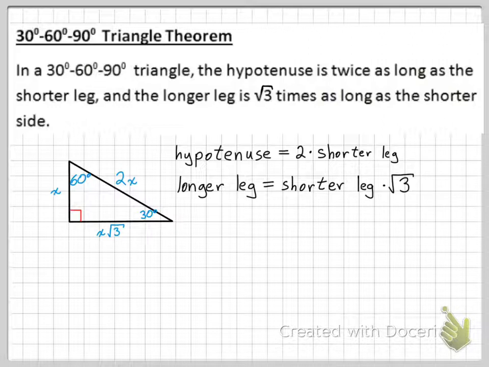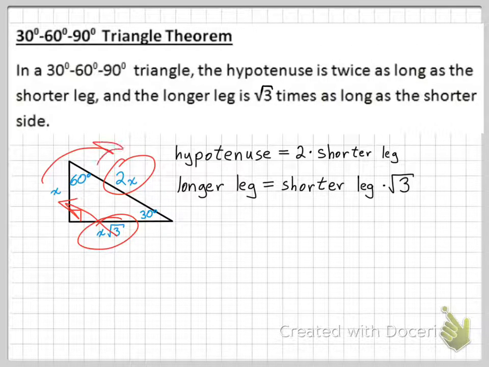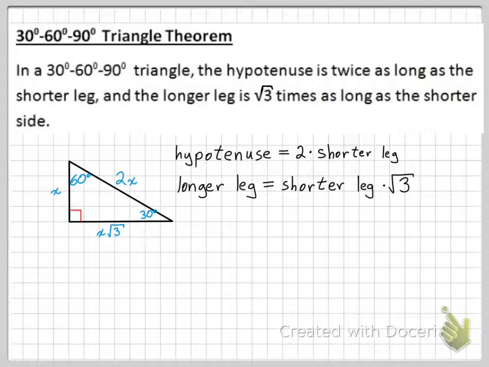So say, for example, if I give you the longer leg and I ask you to find out what the length of the hypotenuse is, you first have to find out what the shorter leg is, and then take that value and multiply by 2. Okay? So everything's always gotten through via the length of the shorter leg.